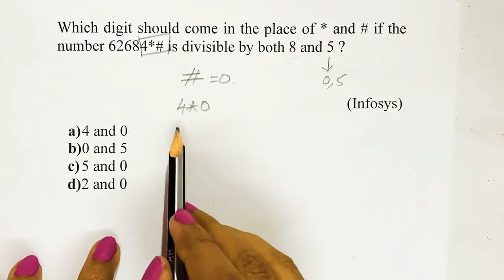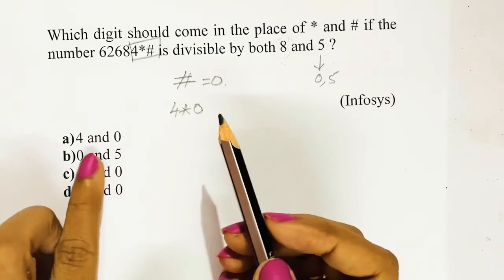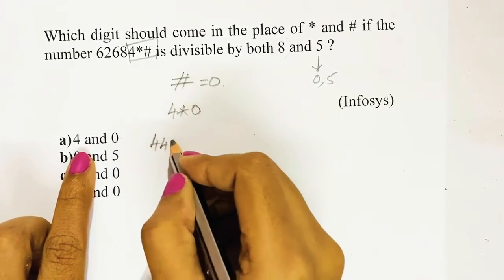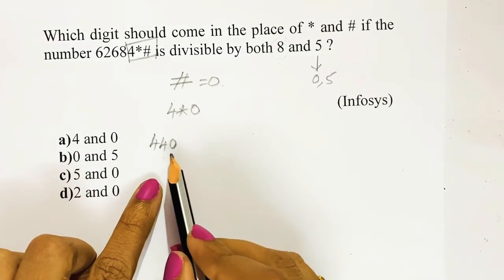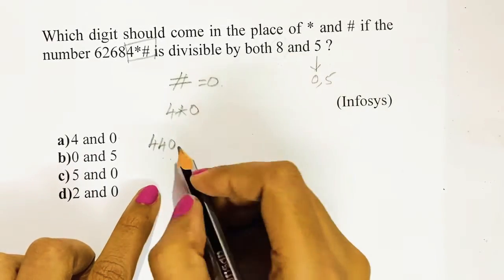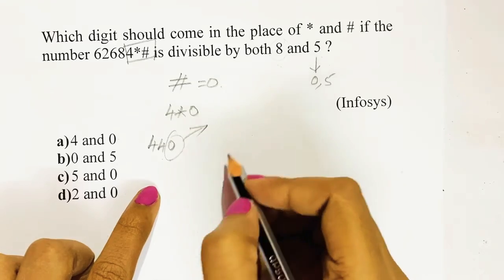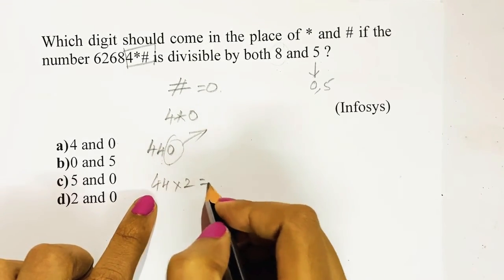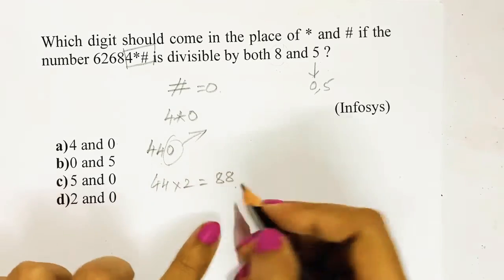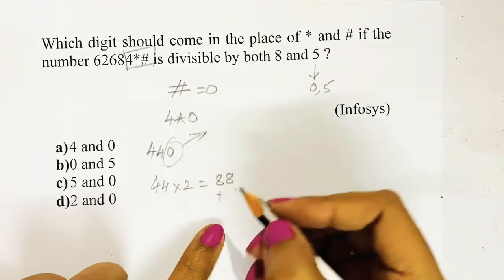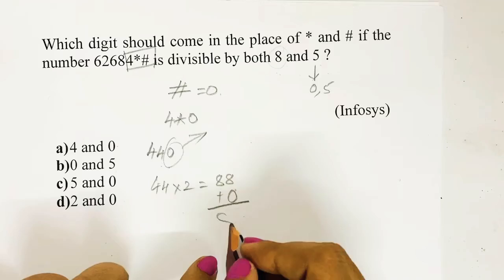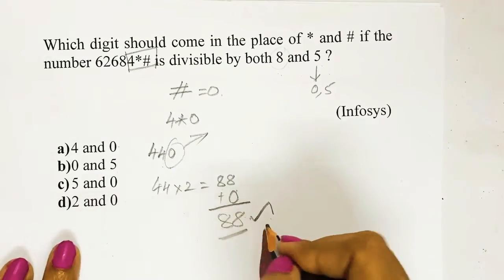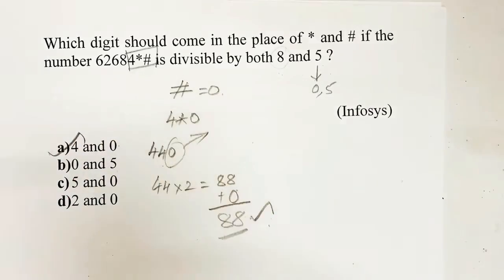Let's assume the value of star from the options. Option A is 4. So the number is 440. To check whether the number 440 is divisible by 8, we will take the last digit out and add it to the double of the remaining. 44 into 2 is equal to 88. 88 plus the last digit which is 0 gives 88. We know that 88 is divisible by 8. So the answer is option A, 4 and 0.